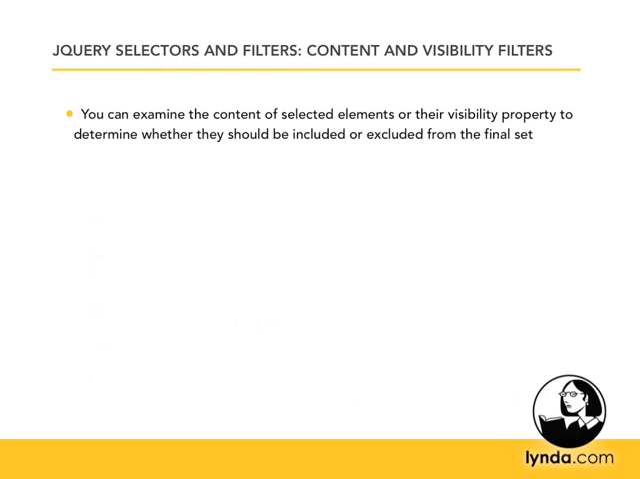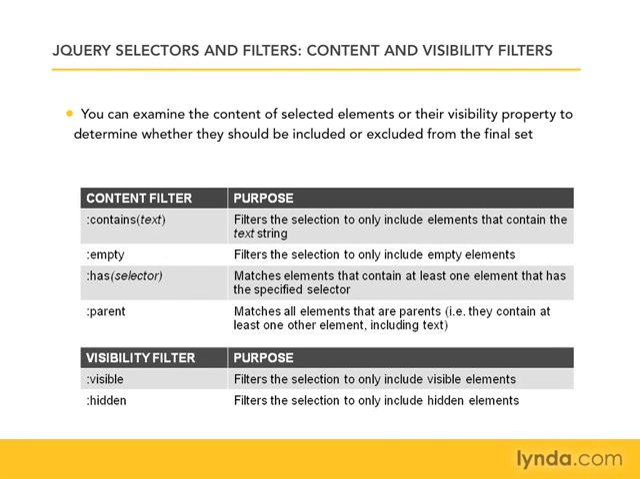We're going to look now at content and visibility filters, as well as child filters. Content and visibility filters examine the content of the elements that are returned by the selector expression, or their visibility property, to determine if they should be included or excluded from the results set. So the content filter has four options.